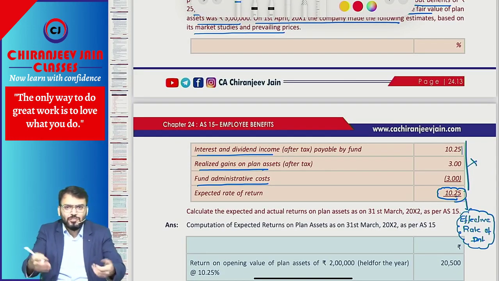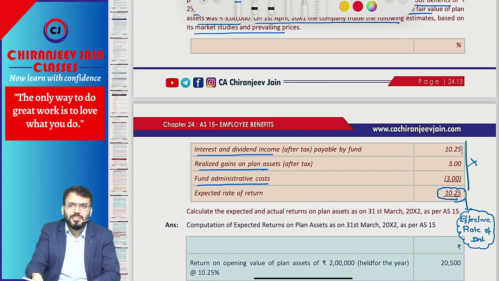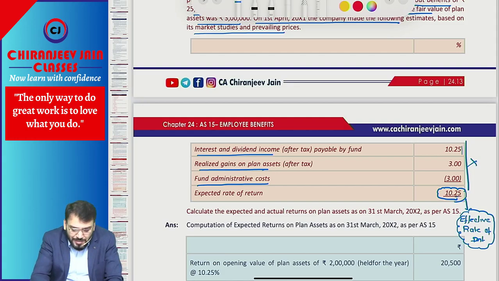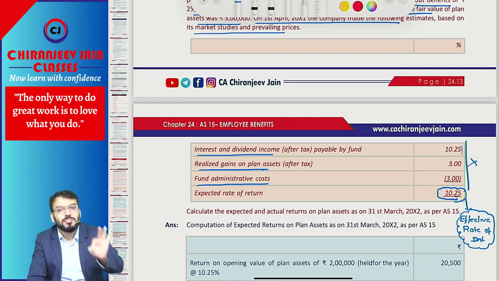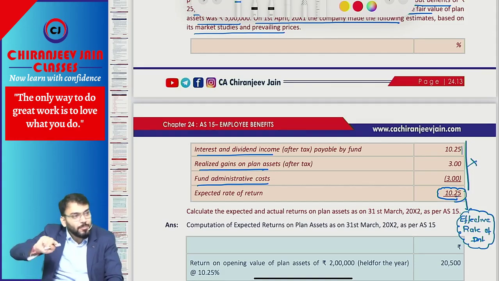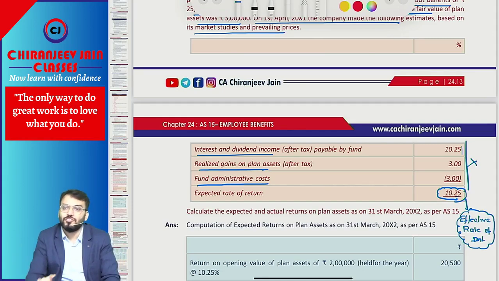Because a student will not be able to understand whether it is simple interest or compound interest or effective rate of interest. But in this type of question, we always assume this 10.25% is what? Effective rate of interest, and we need to find out 10% per annum, that is compounded half yearly basis. Understood? Because we need to match the ICAI solution. If you do not write the ICAI solution, they are not going to give marks.